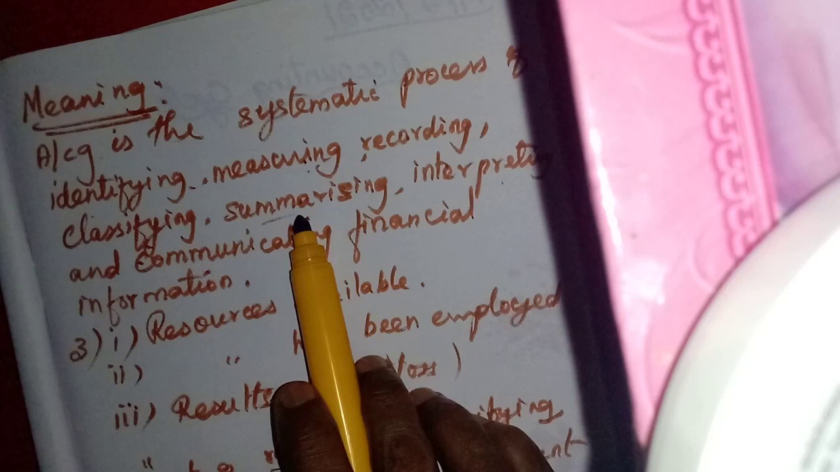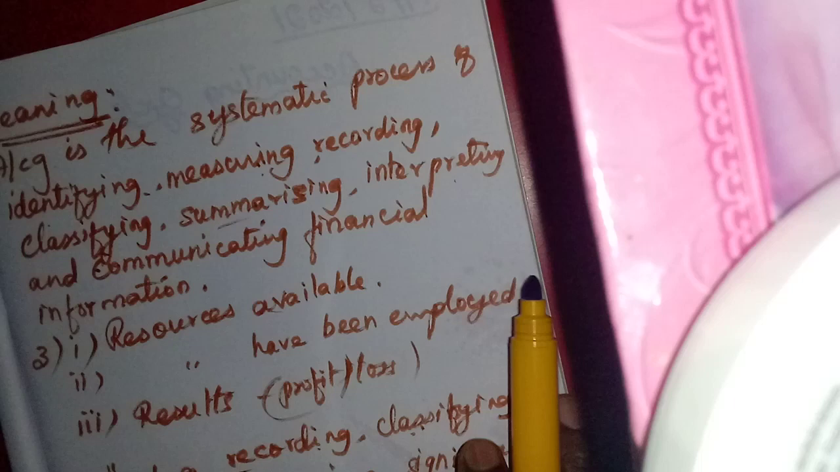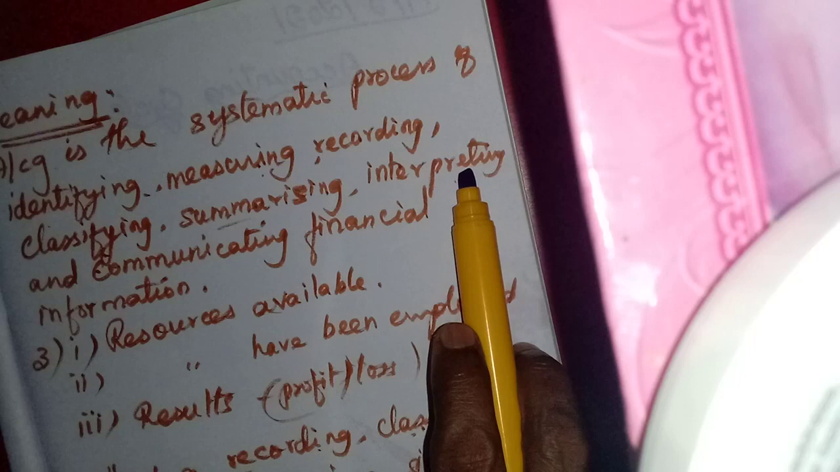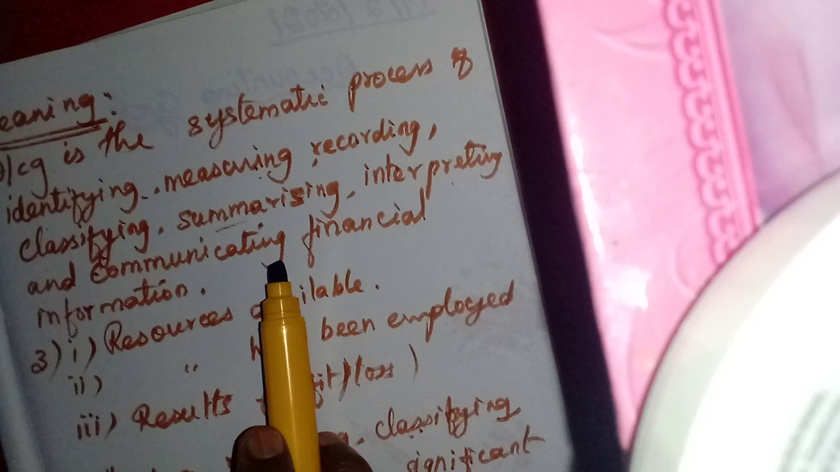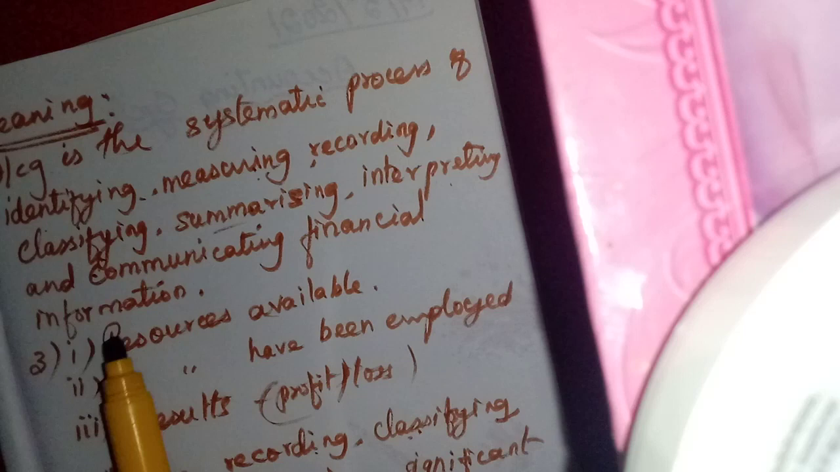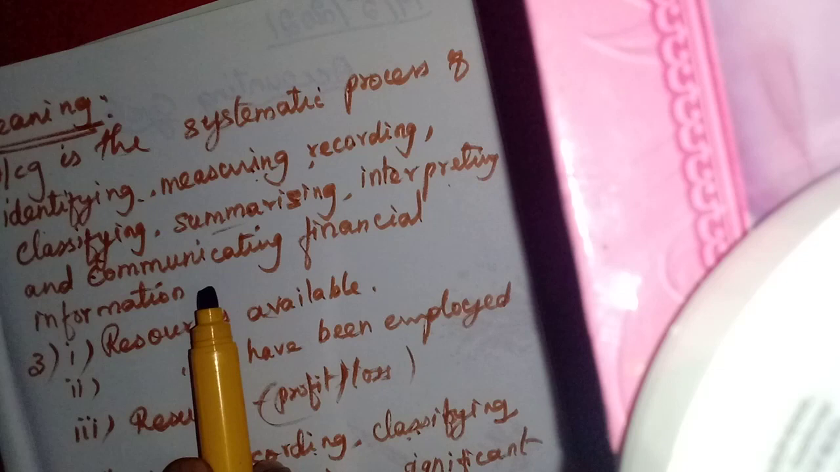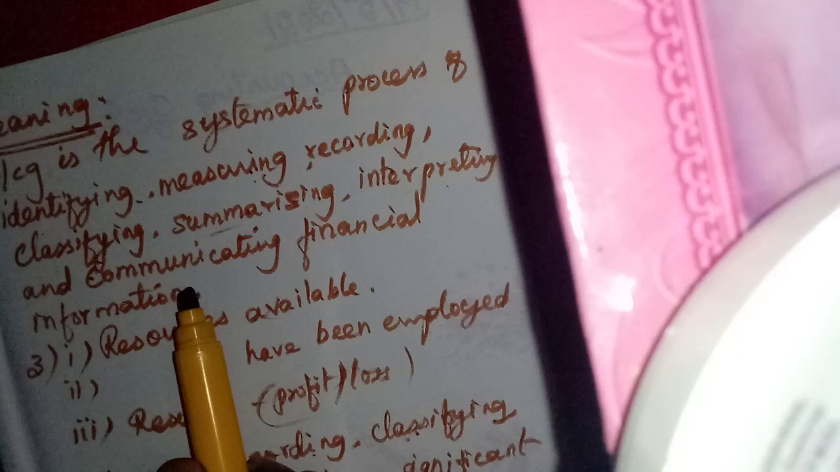Then those accounts will be given to the management. They will analyze and interpret them. Along with the interpretation, their report and summary, this financial statement along with the manager's report will be sent to the various users. That means communicating. What will they communicate? The financial information, not the qualitative information. Only the financial: what is the profit, what is the purchase, what is the sale. So the financial information is sent to the users.